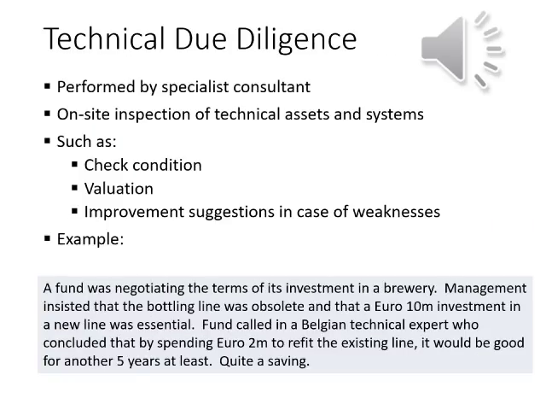Technical due diligence, almost always performed by a specialist consultant hired for the purpose, generally consists of an on-site inspection of technical assets and systems, the condition of these systems, the valuation of the asset, potential improvements in case of weakness. The example shown on this slide was that management wanted to buy a new bottling line for their brewery, but the expert commissioned by the investor concluded that all was required was to spend a small amount of money to refit the existing line, and it could continue, and therefore that enabled the investor to have a very substantial cost saving.